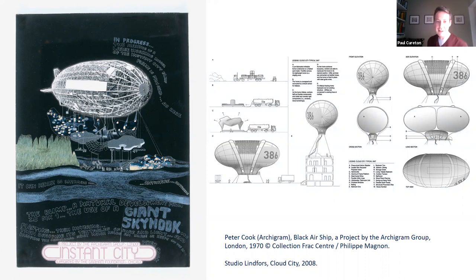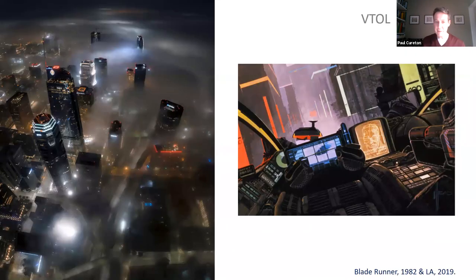Or we can see it in a flood system from Cloud City. So everyone would have their own blimp and it would just pull your house up when you'd live there in an emergency shelter for a while. And we can see these visions emerging.